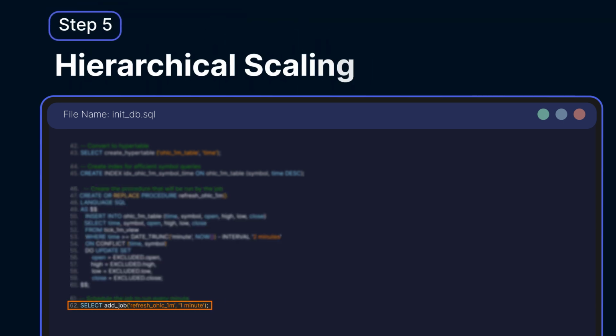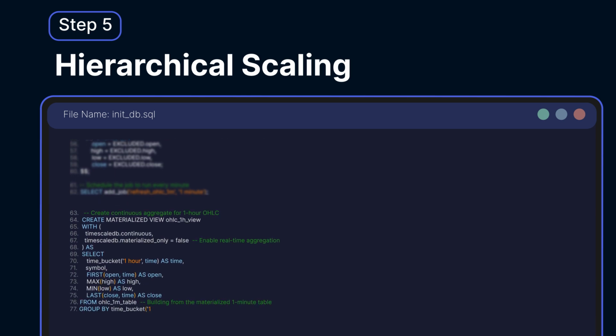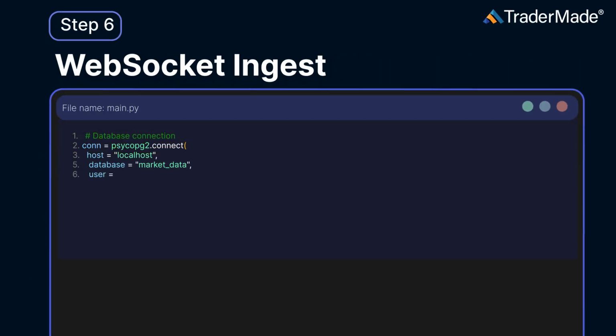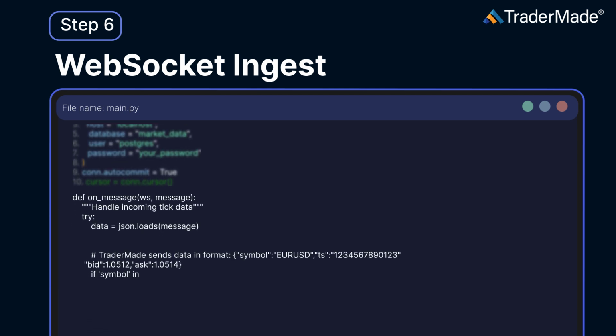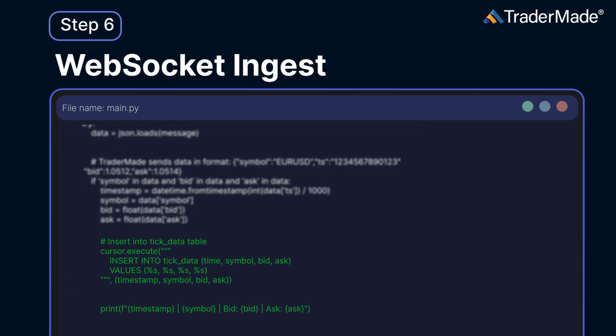Step 5, for 1-hour candles, we query the 1-minute table. This scalable hierarchy processes just 60 rows instead of thousands of raw ticks. Step 6, the ingest script. We connect to the TraderMade WebSocket. We parse the incoming JSON payload and fire standard insert statements into our hypertable.